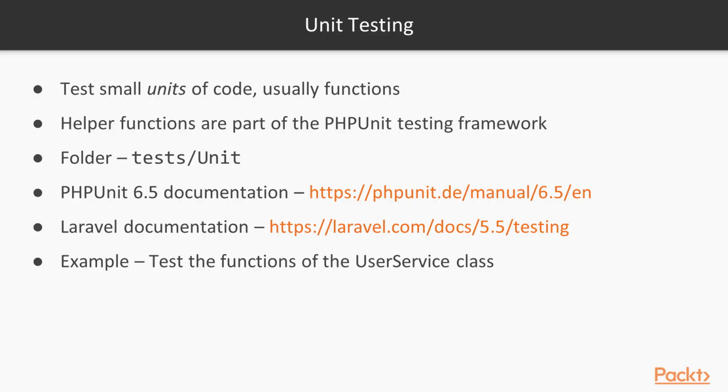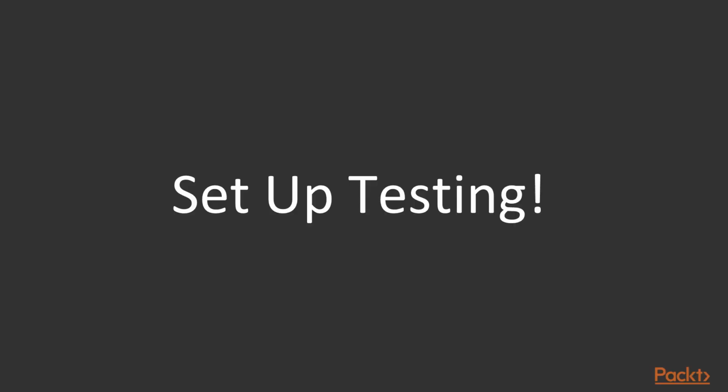Unit testing is, as the name implies, testing units of your code. A unit is usually a function, so in our case we will test functions in our unit tests. The Laravel framework provides helper functions for using the underlying PHPUnit framework. You can find the documentation on the official site. Open up your PHPStorm and let's set up testing.